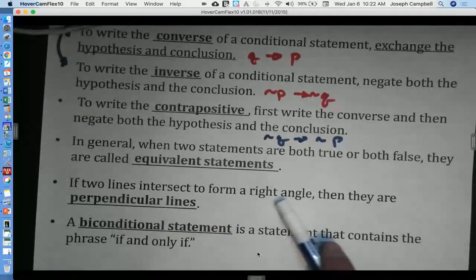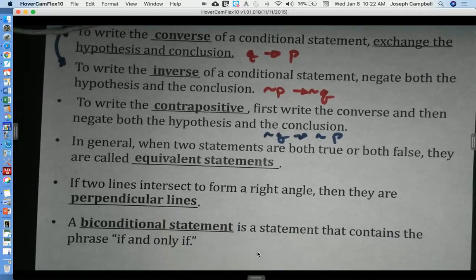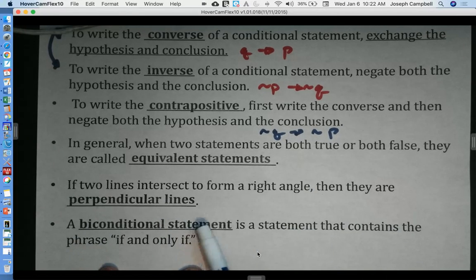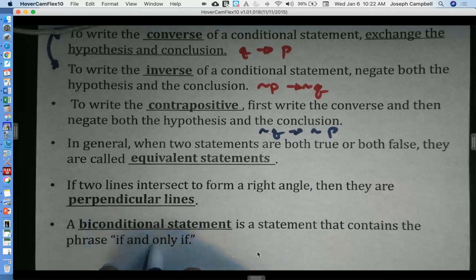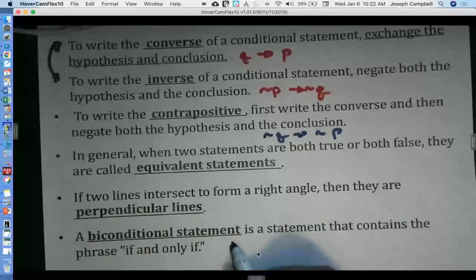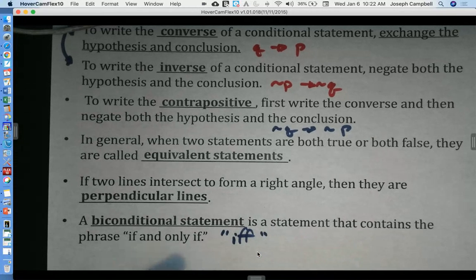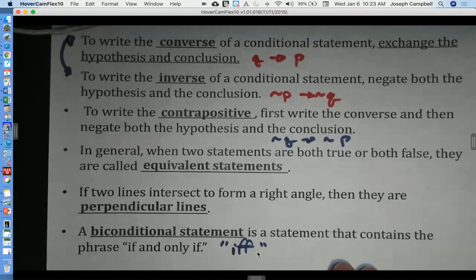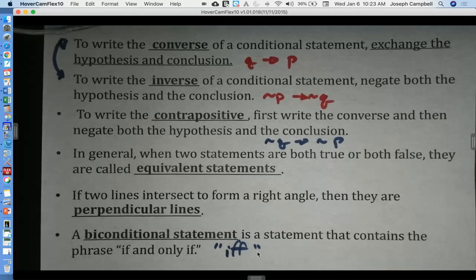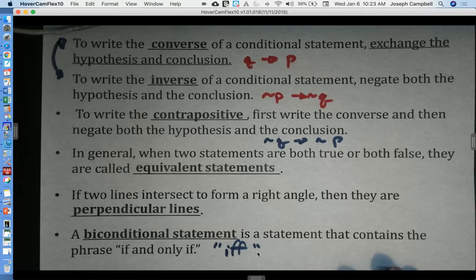If two lines intersect to form a right angle, then they are perpendicular lines. Well, kind of already knew that. And a biconditional statement is a statement that contains the phrase if and only if. Otherwise, you could write this fancy if like that. All right, I know that was a lot, guys. You're not going to 100% grasp it the first time. We'll hit some examples coming up, and it'll become a whole lot more clear to you. But we'll be using this when we talk about definitions in the future, when we introduce certain theorems. We'll discuss the converse of them and things like that.